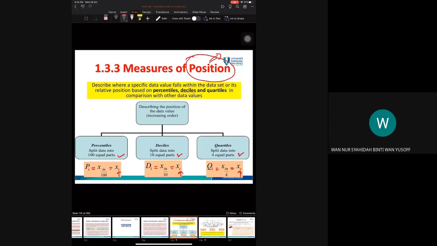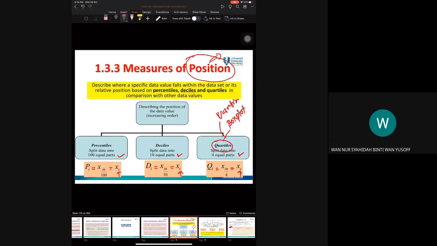As I mentioned before, based on quantile, we can also measure the variation in the data set. And also we will use the quantile in a box plot later, the quantile in 1.4. So we measure variation based on quantile.